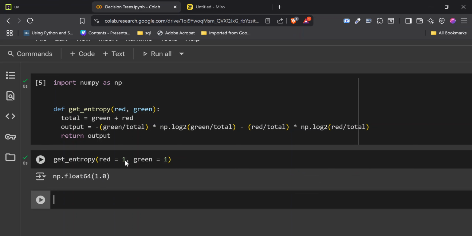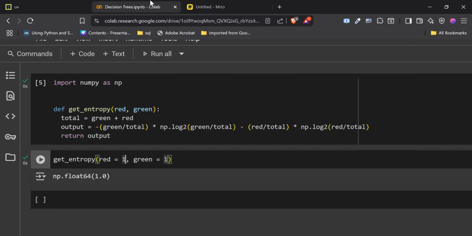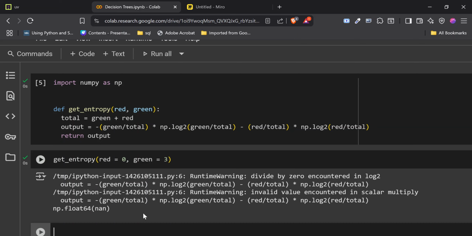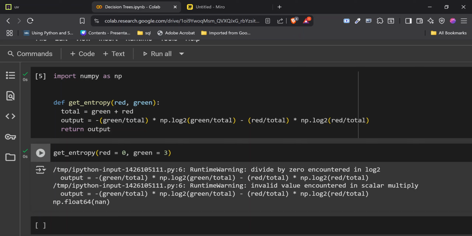It gives us one. If we say green equals three, red equals zero, because this is perfectly pure, the entropy should be zero. So red equals zero, green equals three, and we run that. It says none. Why is that? Okay, I think it counted division by zero.